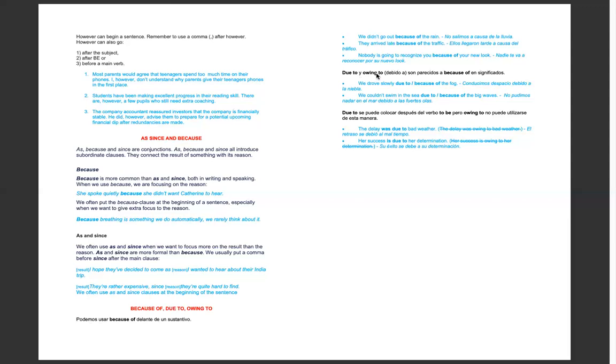Due to y owing to, que es debido a, son parecidos a because of en significado, okay? We drove slowly due to the fog or because of the fog. We couldn't swim in the sea due to the big waves or because of the big waves, okay? Due to se puede colocar después del verbo to be, pero owing to no puede utilizarse de esta manera. The delay was due to the bad weather, okay? And her success is due to her determination, okay?